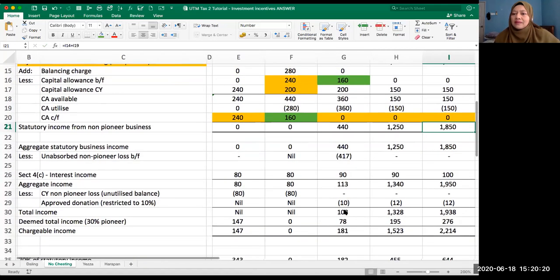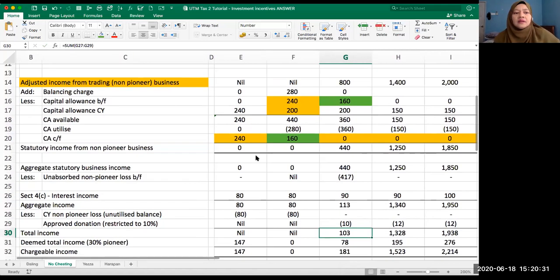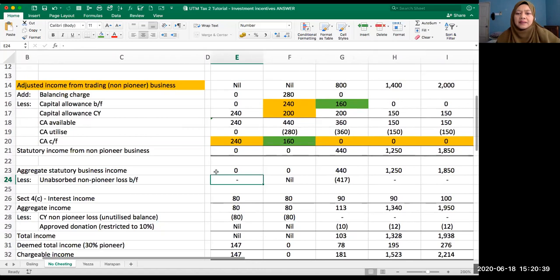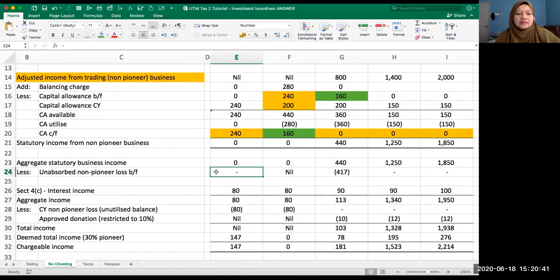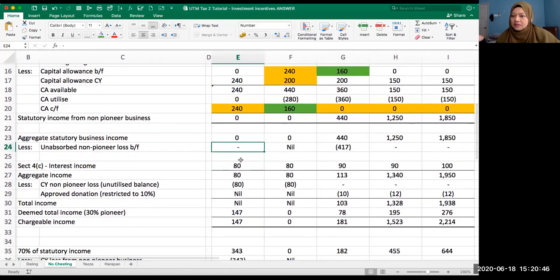So if you were to have that, for example, all right, remember that this one is from the non-pioneer business. We already did that just now, right? We already have the non-pioneer and then you have aggregate SI, no need. What else? Unabsorbed loss brought forward, we leave that row first, all right? We look into interest income. Every year you have 80, 80, 90, 90, 100, is it? 80, 80, 90, 90, 100.